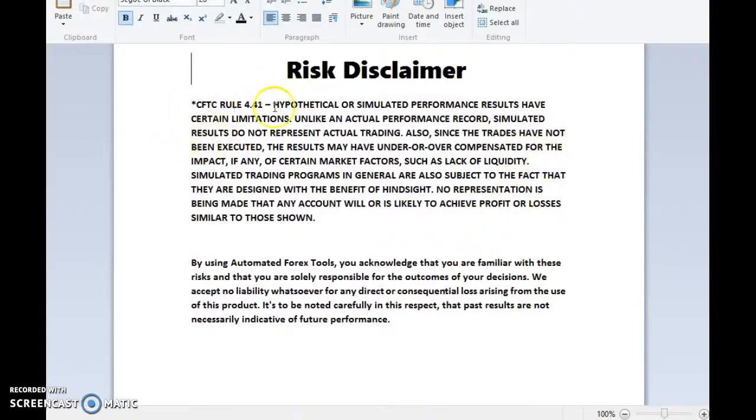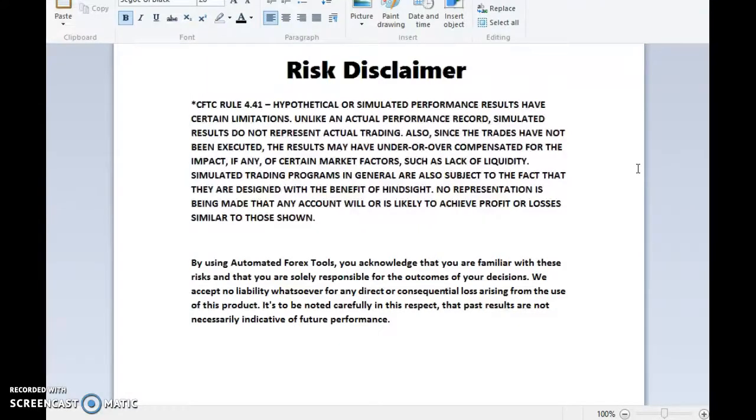So y'all take a read for a moment. Hypothetical or simulated performance results have certain limitations, unlike an actual performance record. Simulated results do not represent actual trading. Also, since the trades have not been executed, the results may have under or overcompensated for the impact of certain market factors, such as lack of liquidity. Simulated trading programs in general are also subject to the fact that they are designed with the benefit of hindsight.